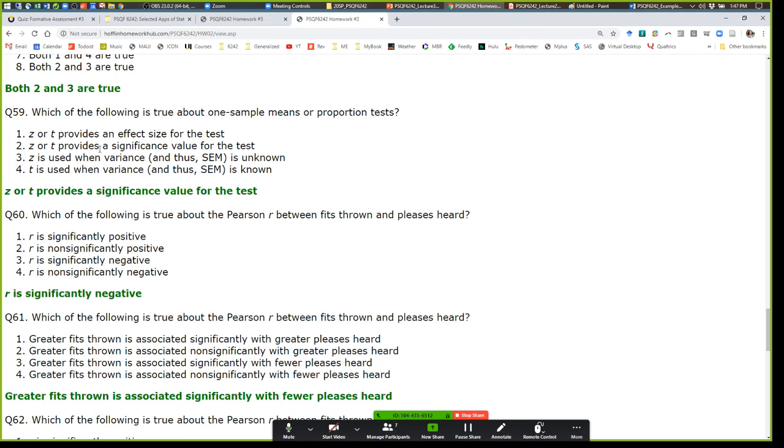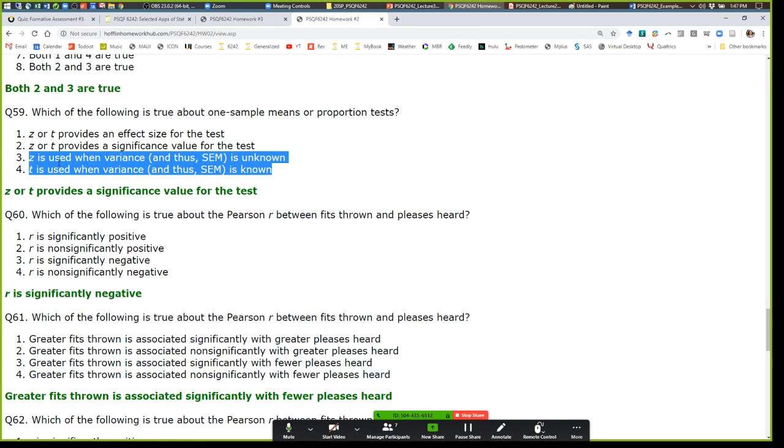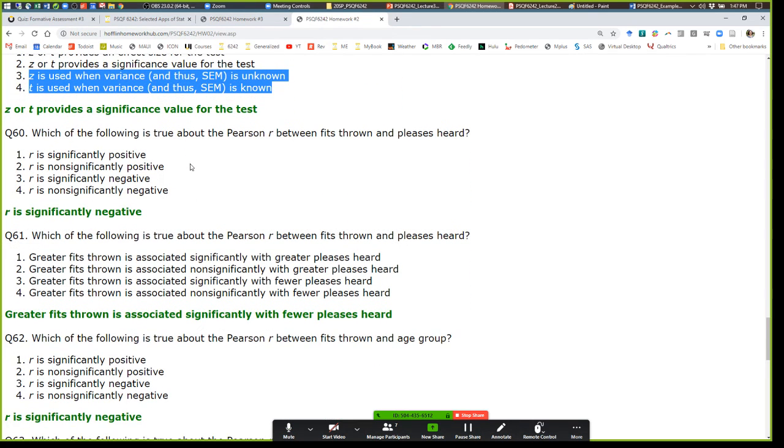Question 59. Neither Z nor T are effect sizes. They're test statistics. They are a combination of effect size and sample size. So the correct answer is 2. 3 and 4 were incorrect because they're backwards. Z is used when a variance is known. T is used when a variance is unknown.